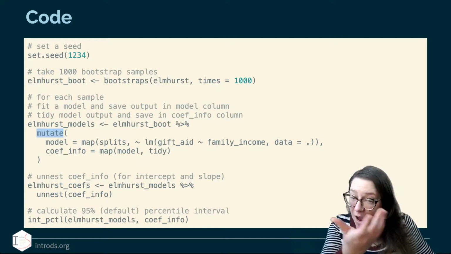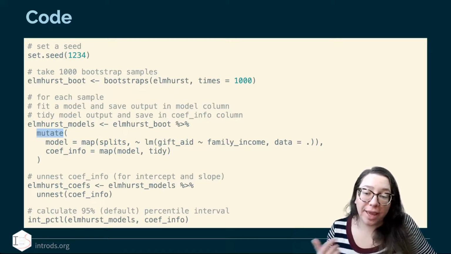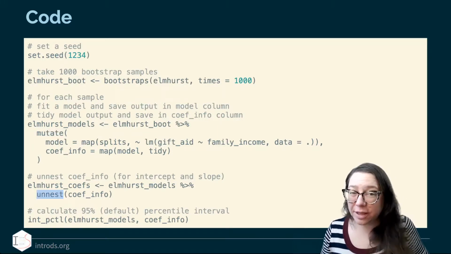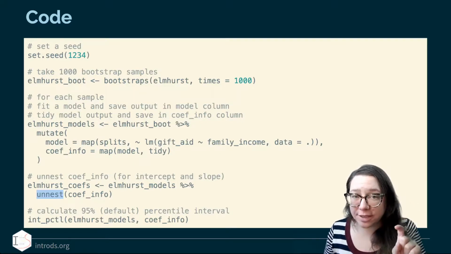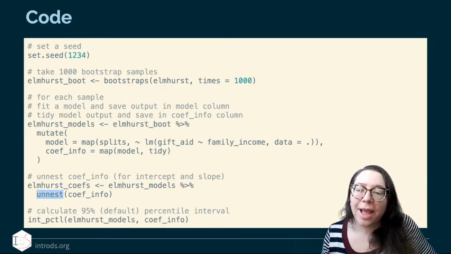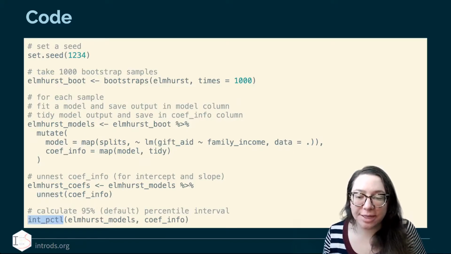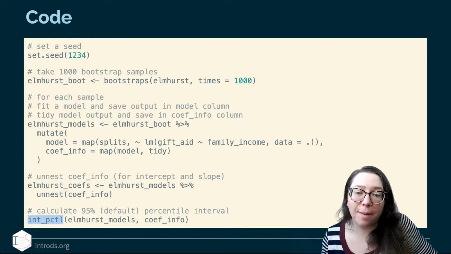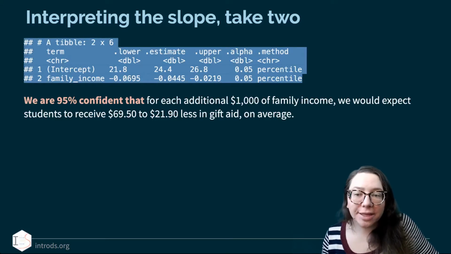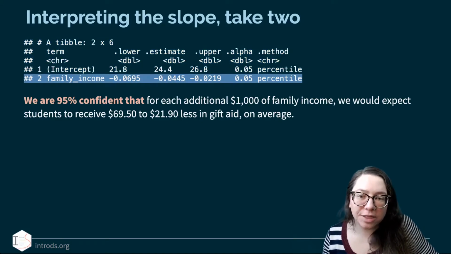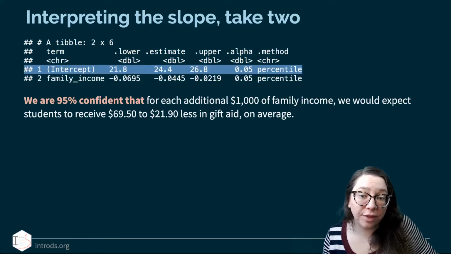Once we have our coefficients, we need to unnest them quickly, because for each model we have two coefficients, one for the slope and one for the intercept, and I'm only interested in the slope. And then finally I can calculate the percentile interval for these coefficients, and the output of that basically looks like what we've seen in the previous slide, except we focused on the family income slope, and not the intercept, but there would be a similar interpretation for the intercept as well.